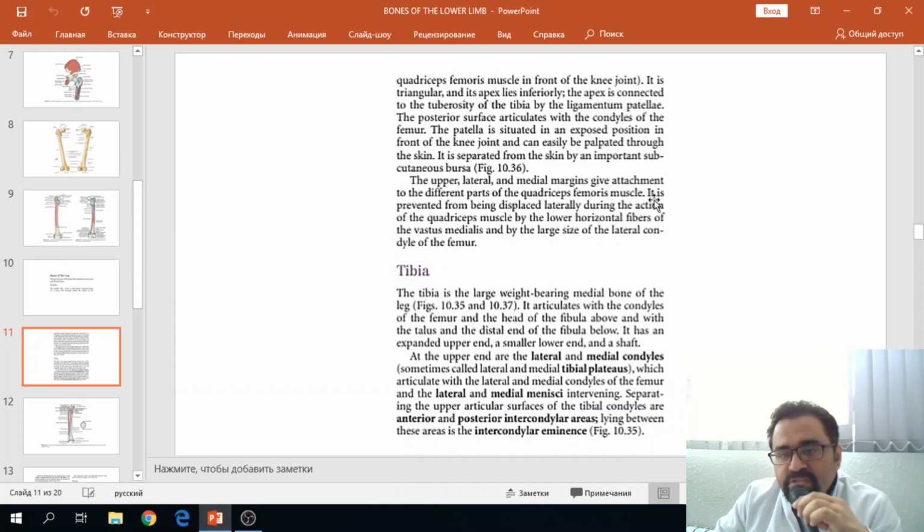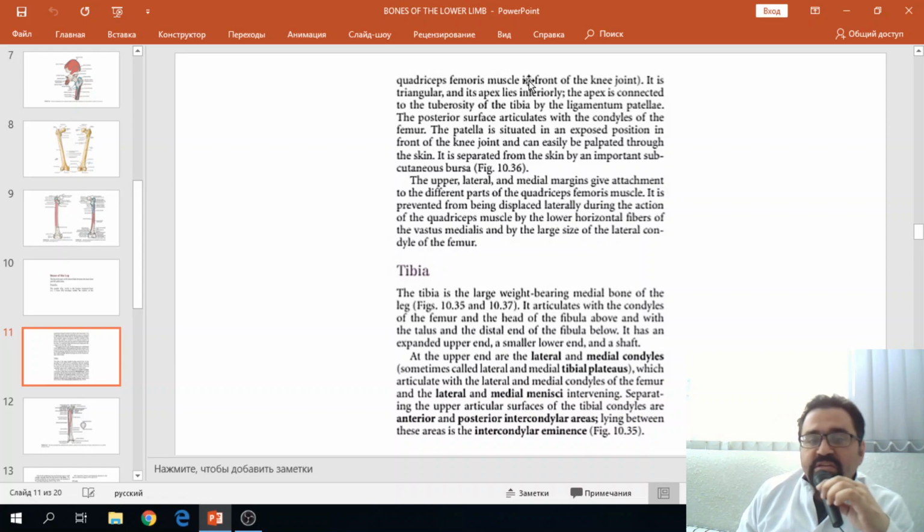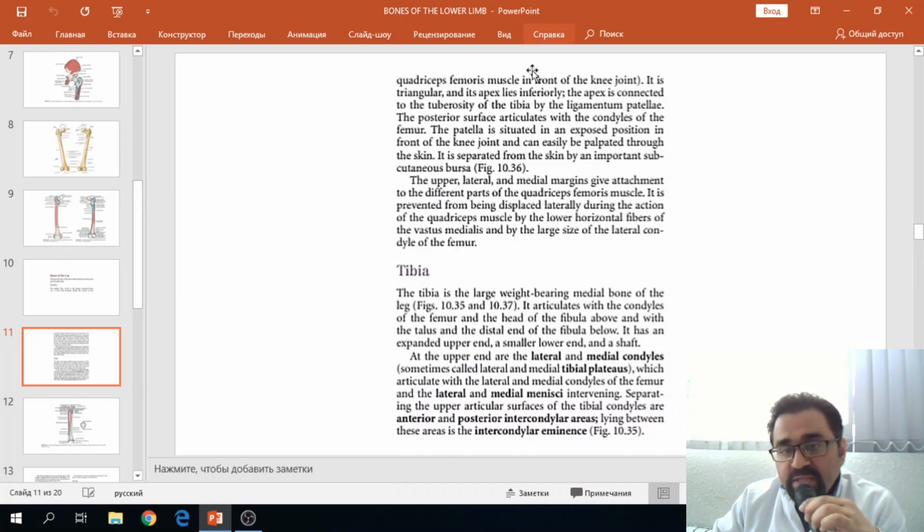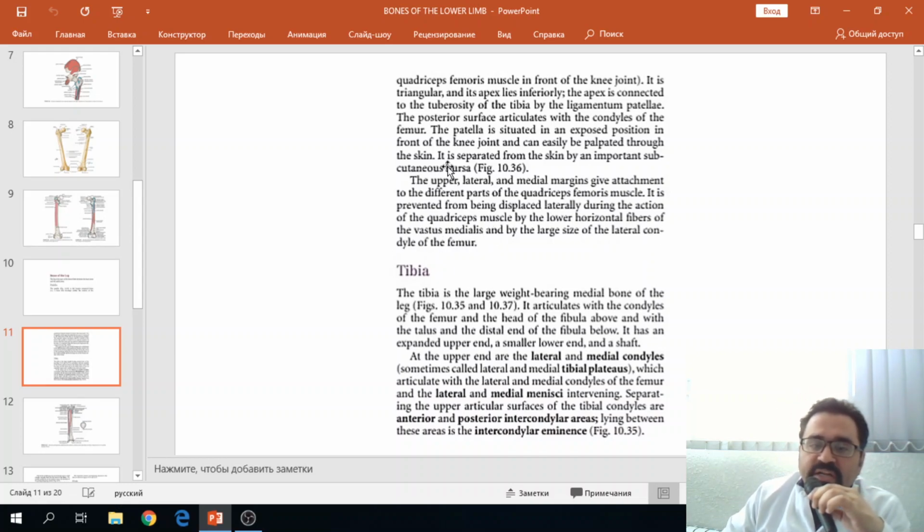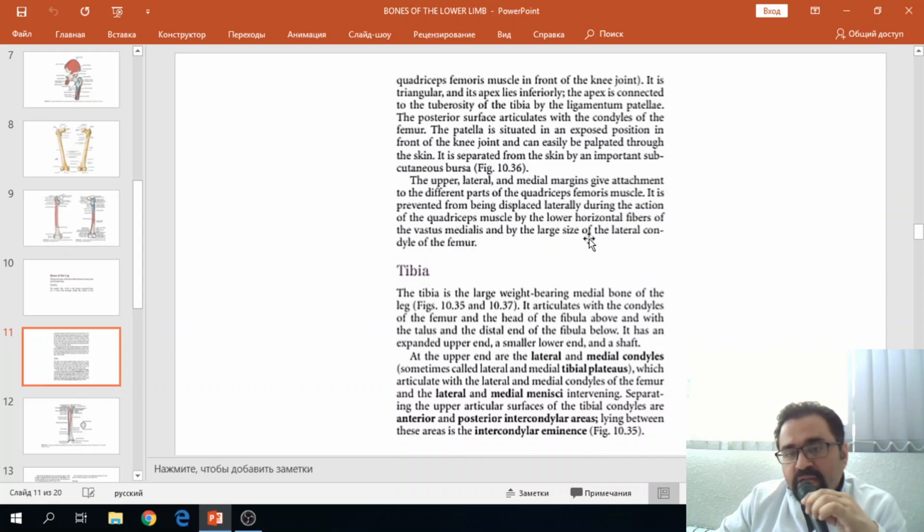Now, there is an interesting phenomenon. There is a tendency of the patella to be displaced laterally, but by nature it is prevented from being displaced by the action of the quadriceps muscles, by the lower horizontal fibers of the vastus medialis, and by the large size of the lateral condyle of the femur. The patella is most commonly displaced on the lateral side.